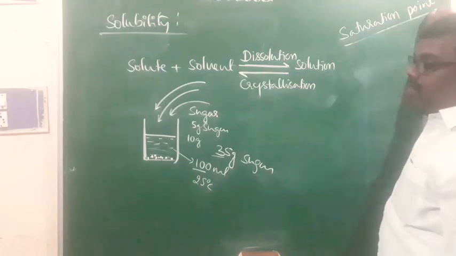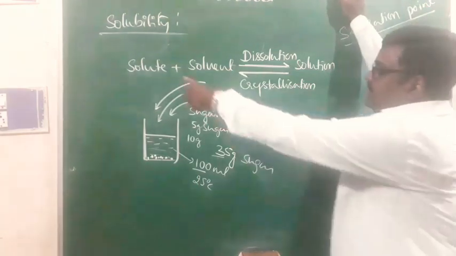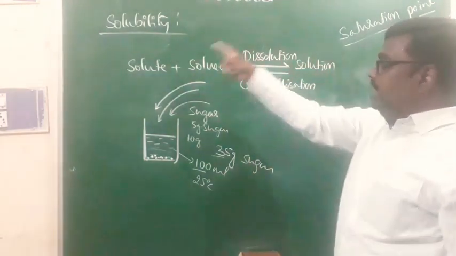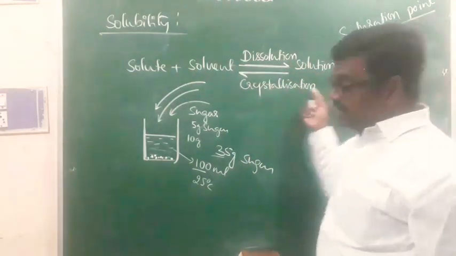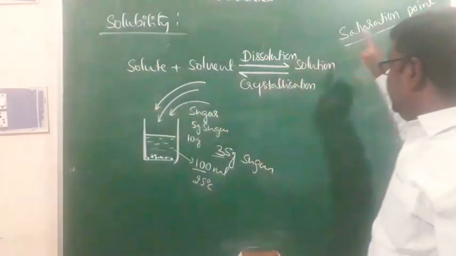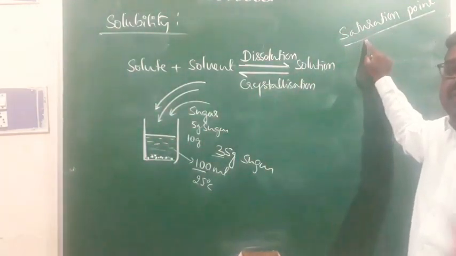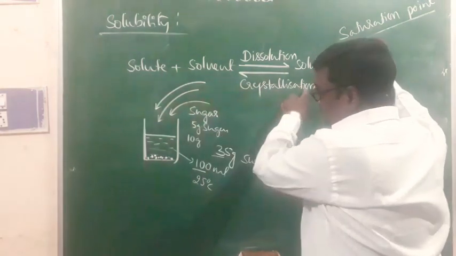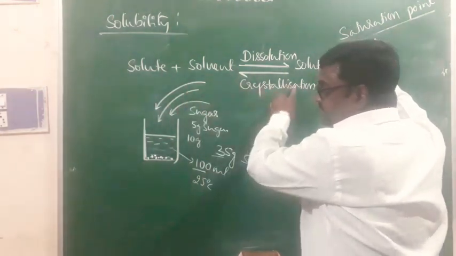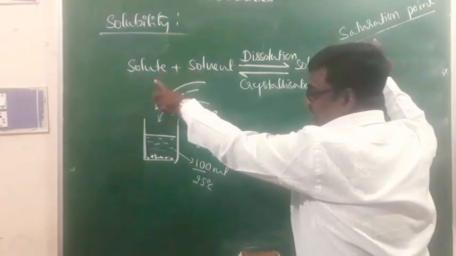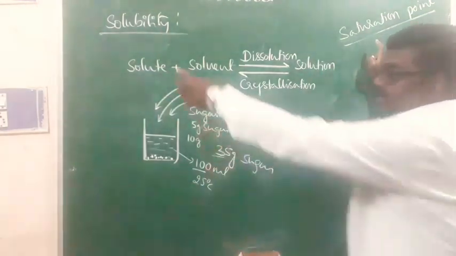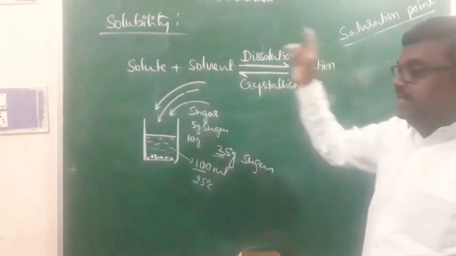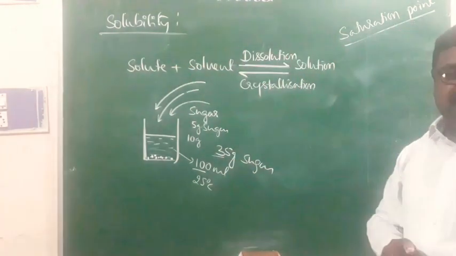At the saturation point, the rate of dissolution, that is the speed of dissolution of solute in solvent, is equal to the rate of crystallization, and that is called the saturation point. After the saturation point, the rate of crystallization dominates, which means precipitation of solute particles starts. Before the saturation point, the rate of dissolution dominates, which means dissolution of solute starts.